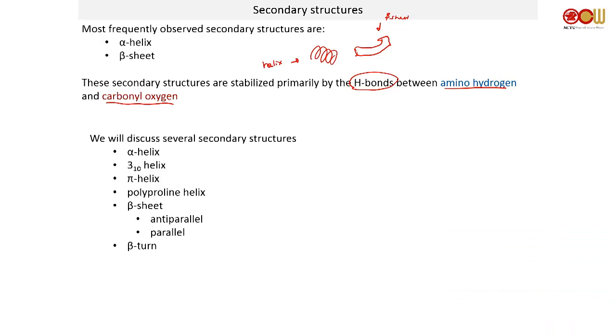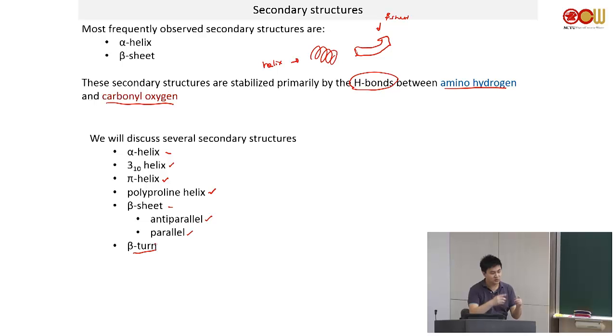All right, we will also discuss several other secondary structures in addition to alpha helix and beta sheet. We'll talk about the 3-10 helix, the pi helix, the polyproline helix, okay? And in beta sheet, we'll talk about anti-parallel sheet and parallel sheet, and then we'll also talk about turns. Turns are used to change between structures. For example, one beta sheet, when it comes back into another beta sheet, going this direction and coming back, you need to have a turn, okay? So we'll talk about beta turn.